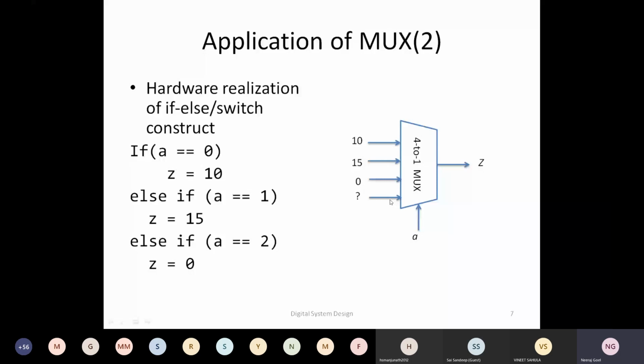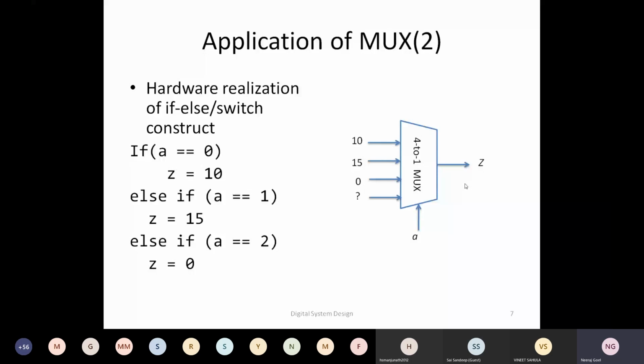But if your multiplexer is a built-in component, or sometimes we also call it an off-the-shelf component, which you are picking from the library, then you don't have a choice. You can't do anything about the third. This multiplexer would be standard: 2 to 1, or 4 to 1, or 8 to 1.